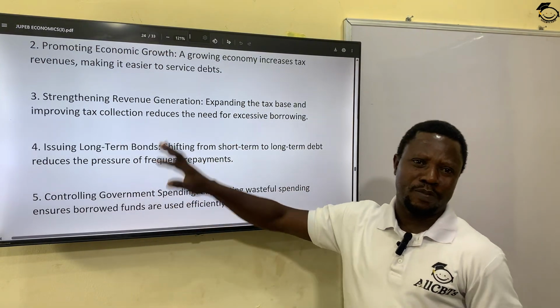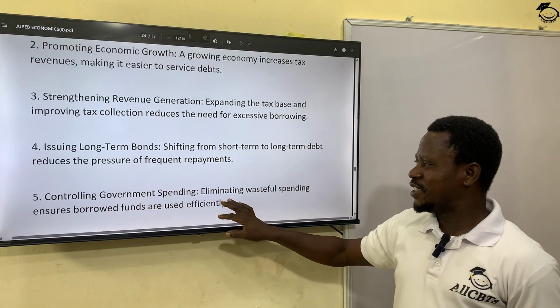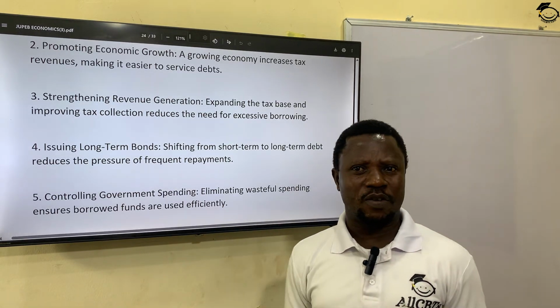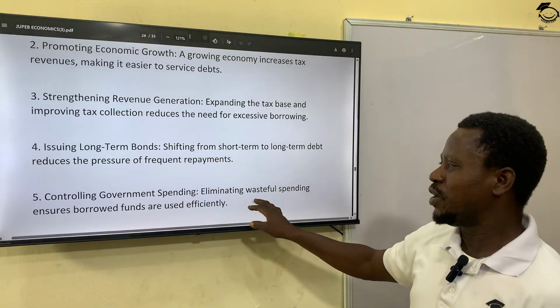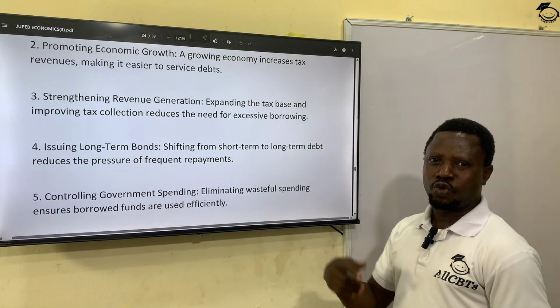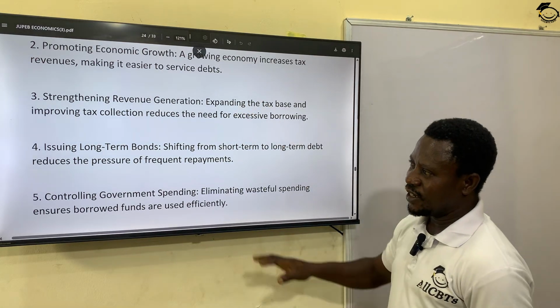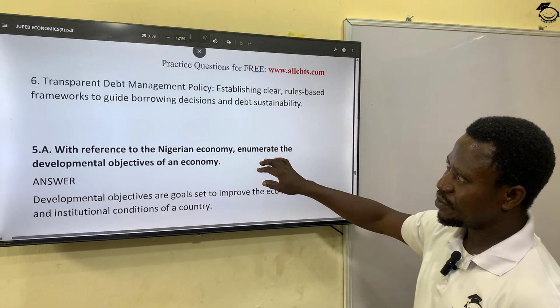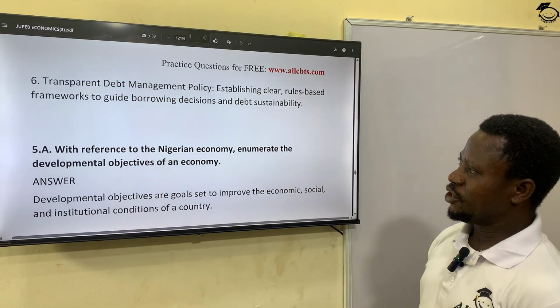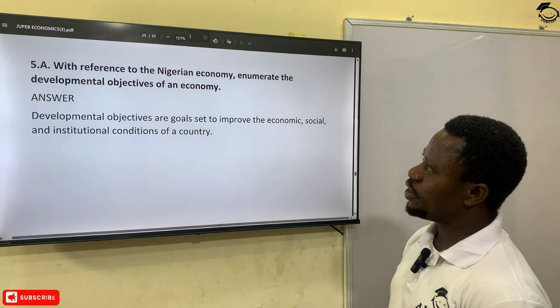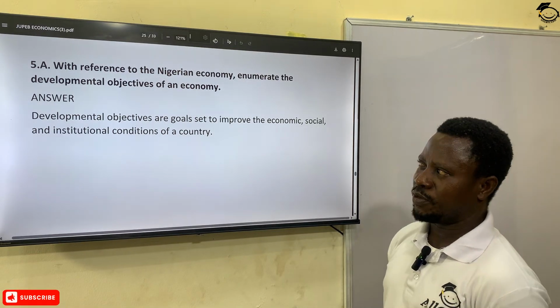This is a major problem in Nigeria today. Excessive spending, wasteful spending on the part of those people in government. If this can be attended to, I think there will be more money to do better things for Nigerian society. All right? The last question I will treat today is this. This number 5. It said, with reference to the Nigerian economy, enumerate the developmental objectives of an economy.